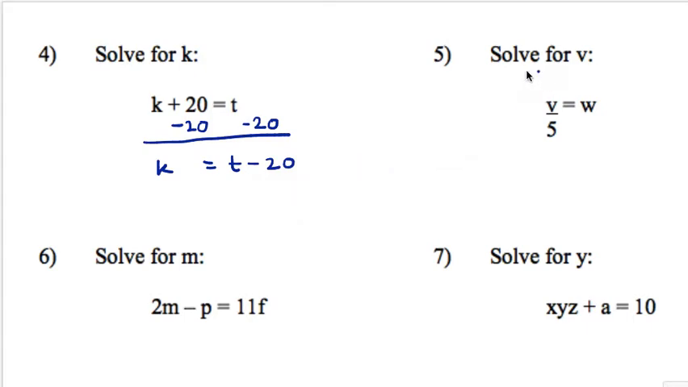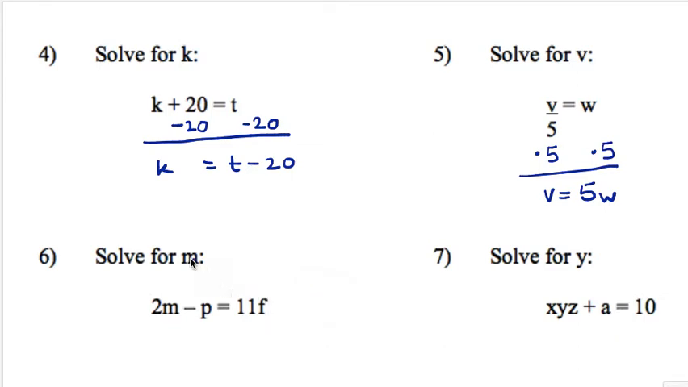Okay? Solving for v, v is divided by 5 over here. So, the inverse operation of division is multiplication, so we're going to multiply both sides by 5. And that gives us v equals 5w, or w times 5. 5w, w times 5, same thing. Okay?